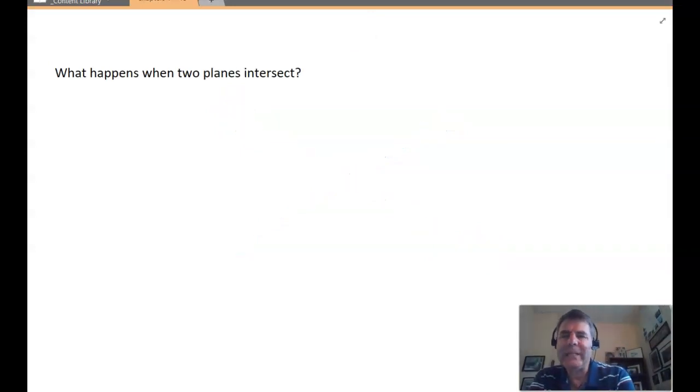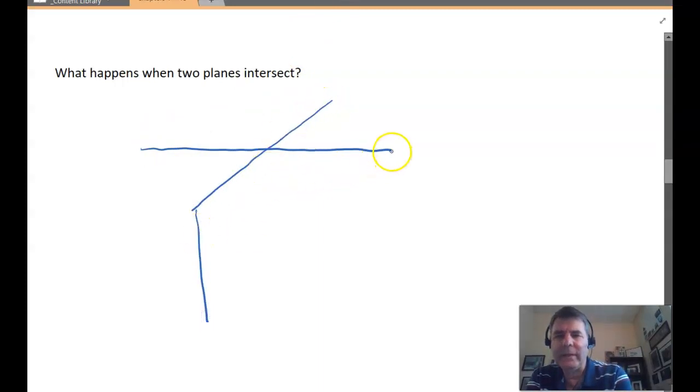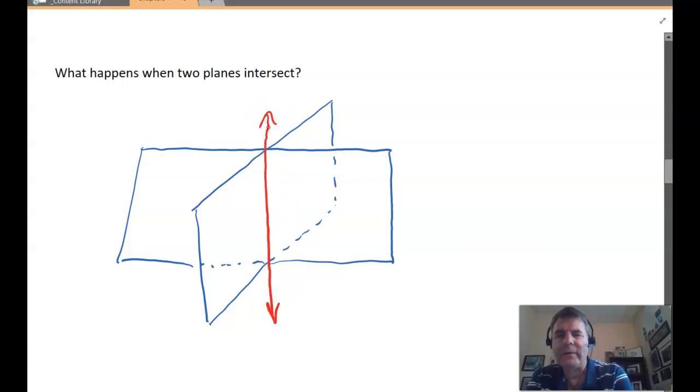What happens when 2 planes intersect? Okay, this is kind of tricky to draw. Let's see how I can do it here. So there's one plane, there's another. Okay, and they're coming down like this. And this plane is going out like this. Okay, so what's the intersection? Their intersection is actually a line. Hope y'all can visualize that. Okay, so when 2 planes intersect, we get a line.